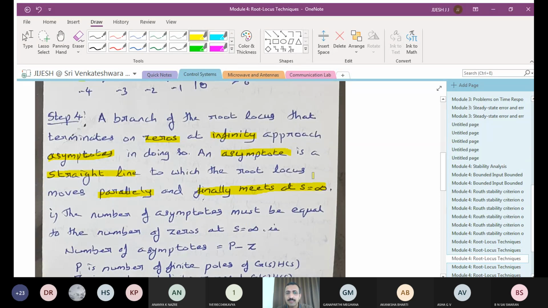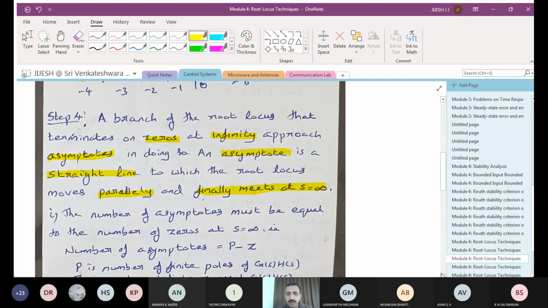So finally it meets at infinity. We will see how to solve it. We have to find out a few angles and all those things, as well as how many asymptotes you have to draw, and how those things have to be taken care of. So you can make a note of it.